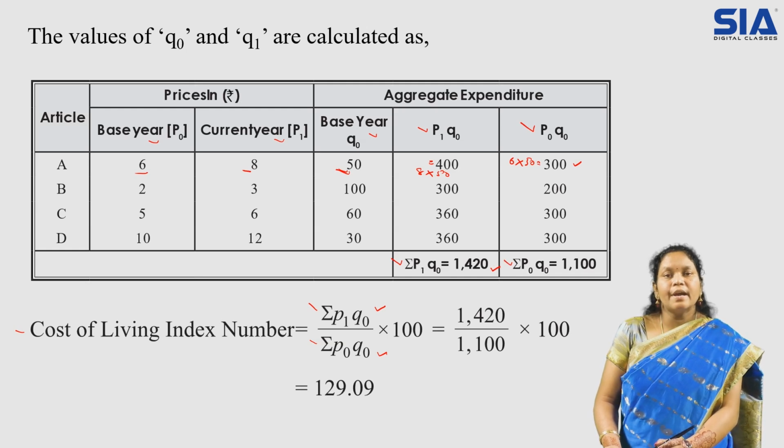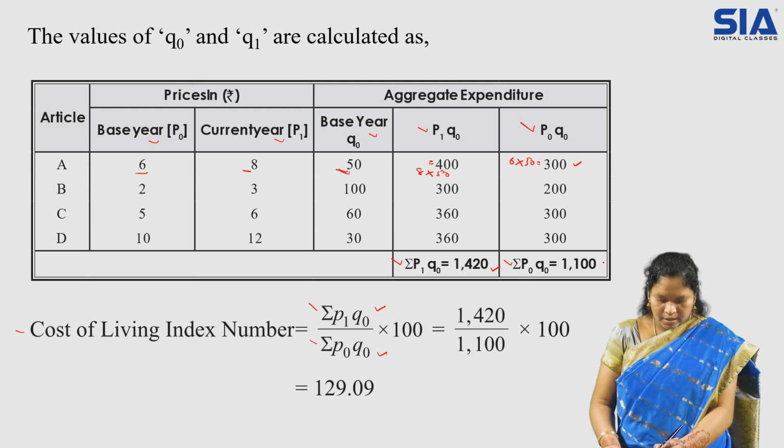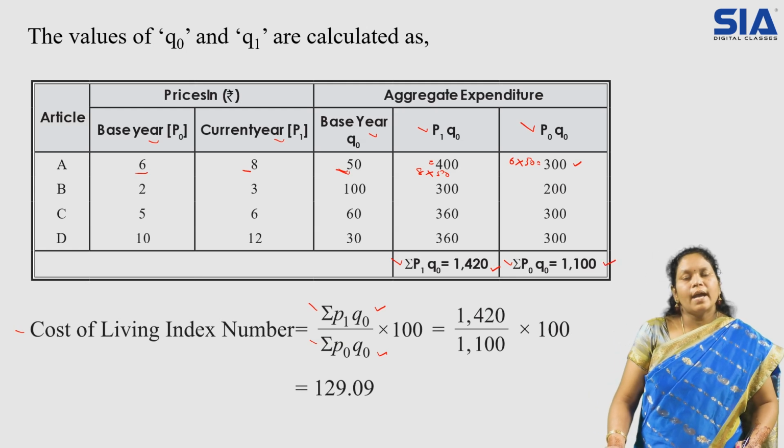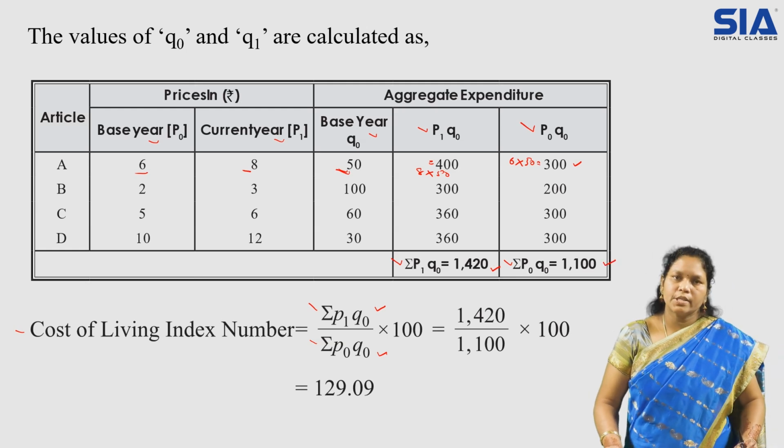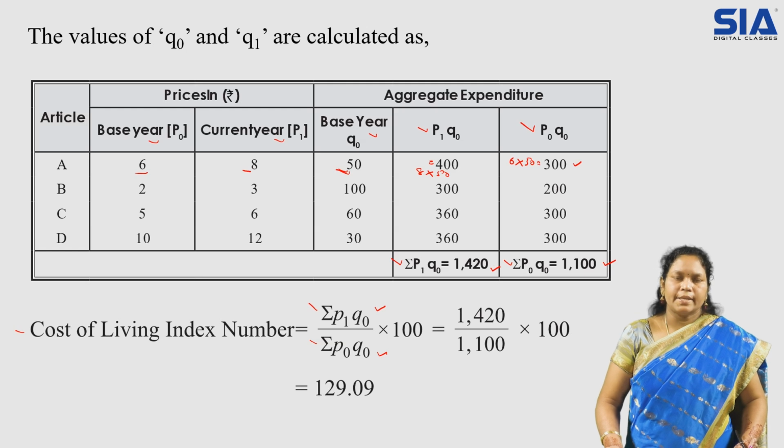So I have done here, I have added all the values, I have got 1100. So I have obtained both the values. Now let us go for obtaining our CLIN for aggregate expenditure method.